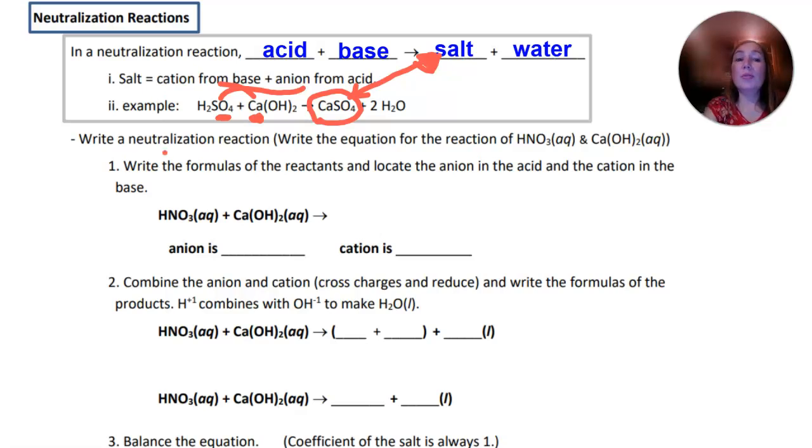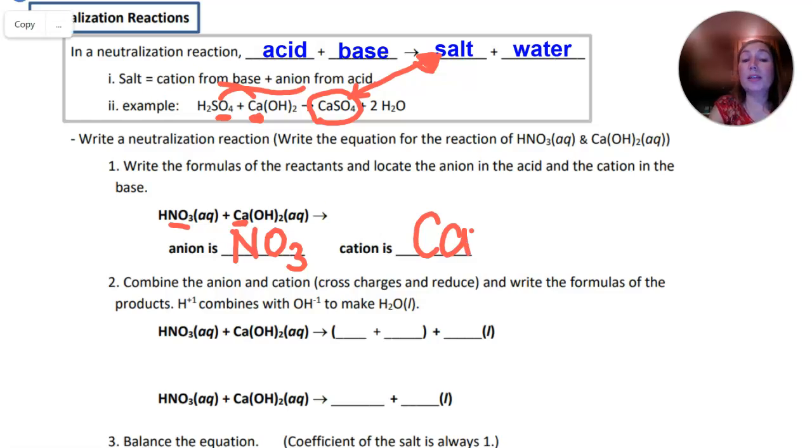Okay, so we want to be able to write a neutralization reaction. Write the equation for the reaction of HNO3 aqueous, so nitric acid, and calcium hydroxide, Ca(OH)2 aqueous. Write the formulas of the reactants and locate the anion in the acid and the cation in the base. So the anion in the acid, well, it's not the H, it's the NO3. And then in the base, we're going to have the cation, and the cation is Ca.